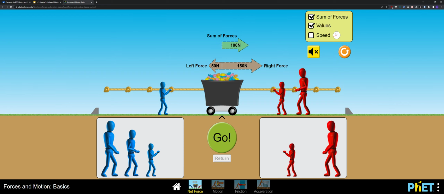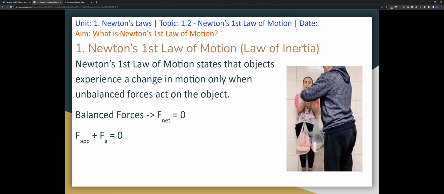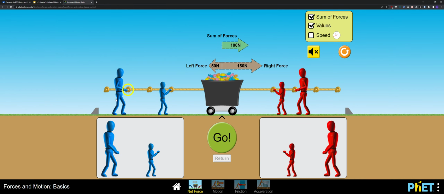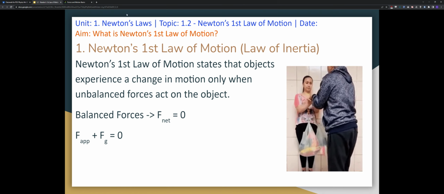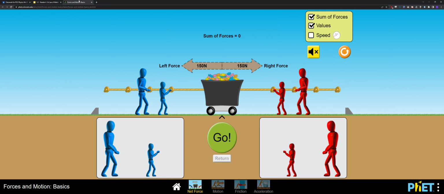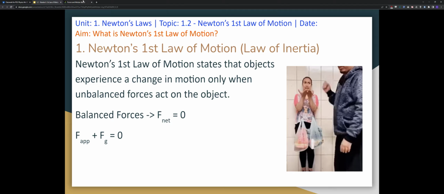And let's say I have this right here. How would I balance my forces? How would I get my net force to be zero? Well, I would have to just add another person on the other side. And now my forces here are balanced. So again, the definition of balanced forces is that your net force here is zero. That is the definition of balanced forces.